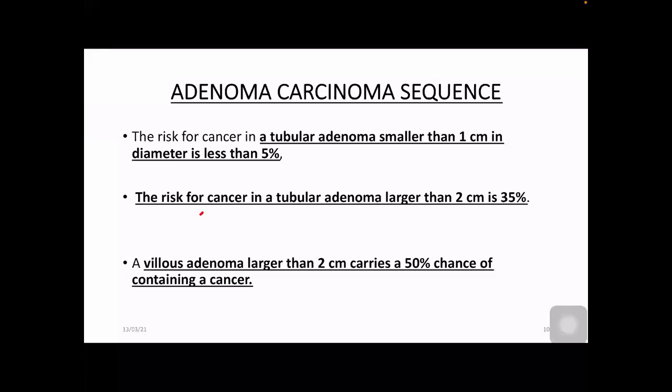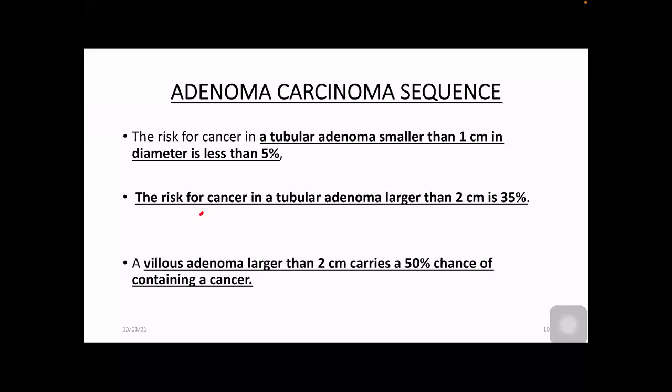This is an important statistic which is given in all basic textbooks, right from pathology till Sabiston. It is given in Sabiston as well as in Bailey. Okay, so remember this point. For a tubular adenoma smaller than 1 centimeter in diameter, the risk of malignancy is less than 5%, whereas if the tumor size is larger than 2 centimeters, the risk of malignancy is 35%.